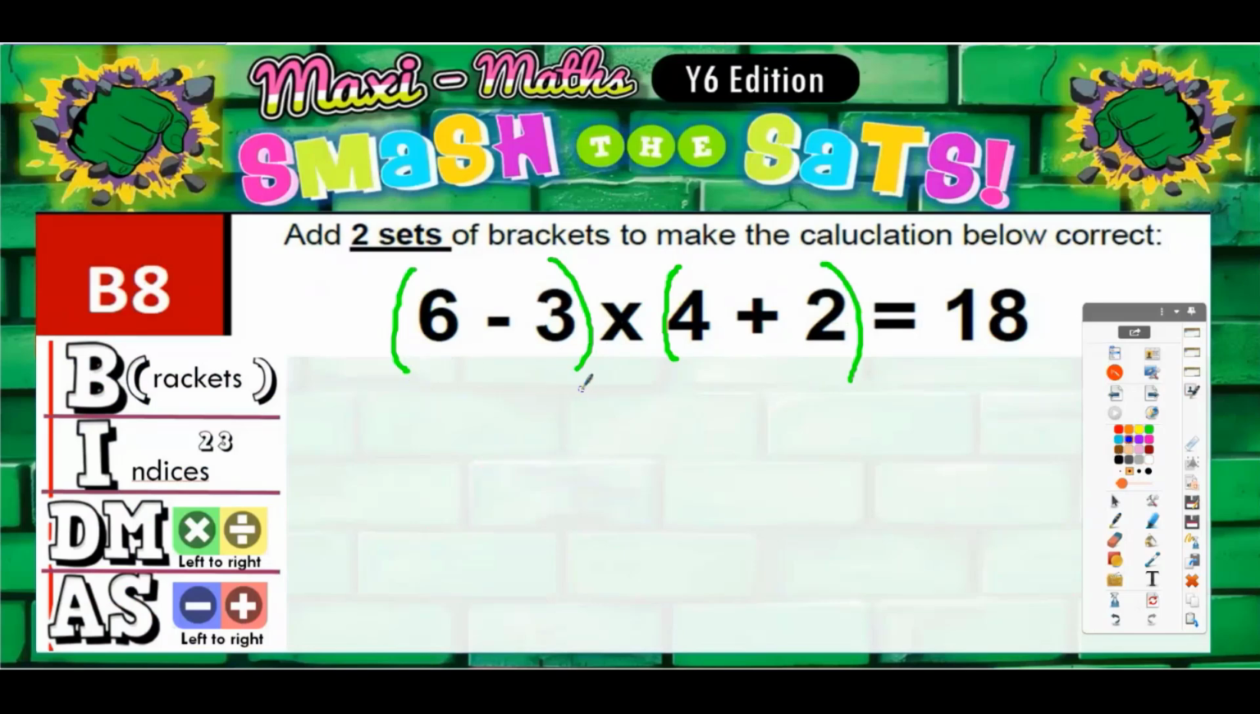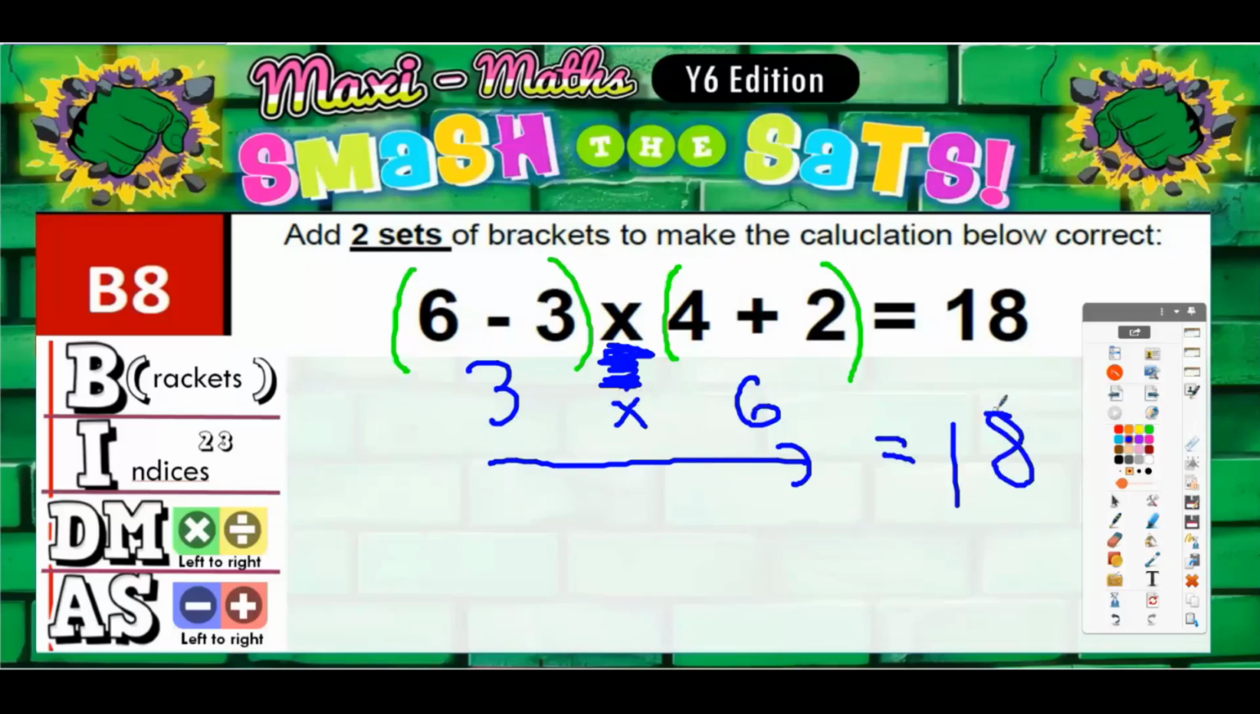So when you've got two sets of brackets, it doesn't matter which set of brackets you do first, as long as you do both of them before you do anything outside of the bracket. So we've got to do both brackets first before we do this times. This times has to wait till last. It's got to wait its turn. So 6 take away 3 is 3. 4 plus 2 is 6. Now we've done both sets of brackets. Now we can drop the times down. There's only one symbol left, so we read it left to right. 3 times 6 is 18. And that is the only way that we are going to make 18.